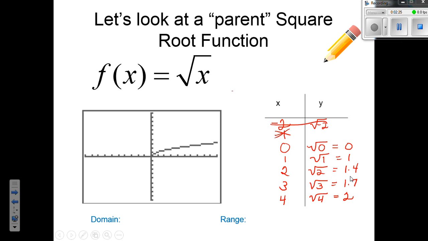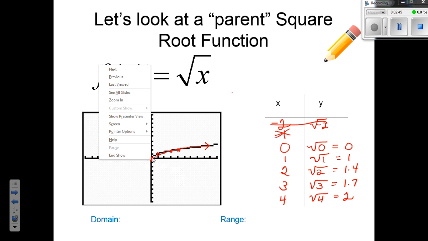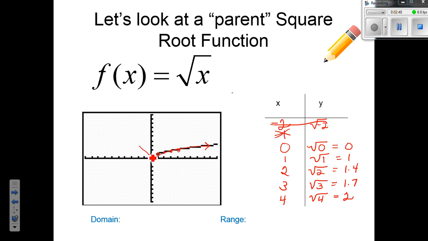And if I were to graph those points, my shape would look something like this: 0, 0, 1, 1, 2, 1.4, 3, 1.7, 4, 2. I'd make this nice curve and make an arrow going in one direction. And because we can't square root negative values, we have what's called this starting point. Now, I'm not sure if that's the technical name for it, but that's what I call it. It's my starting point. I can't go beyond my starting point in a square root.